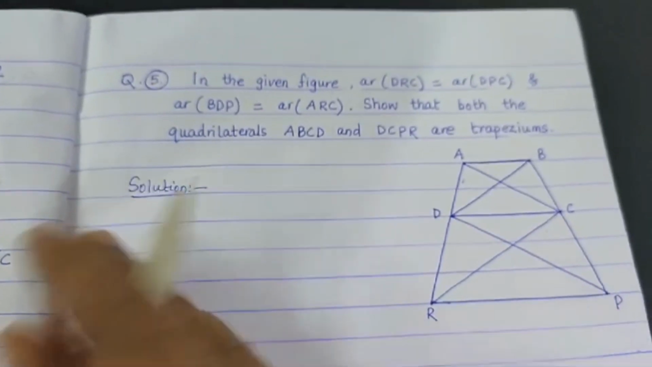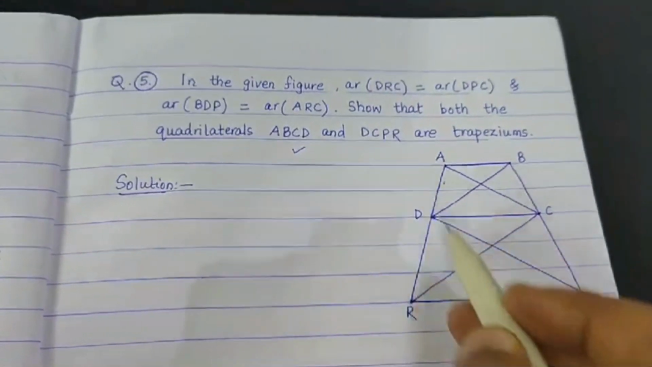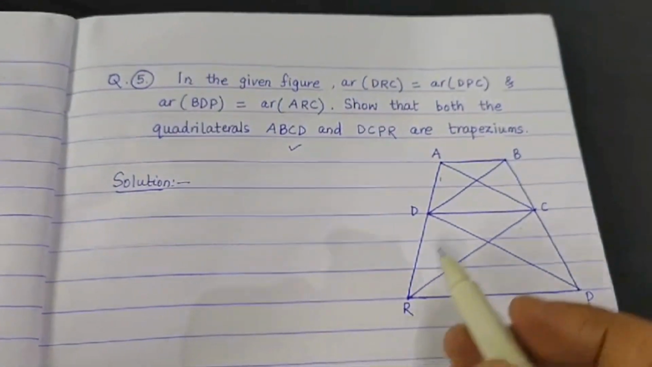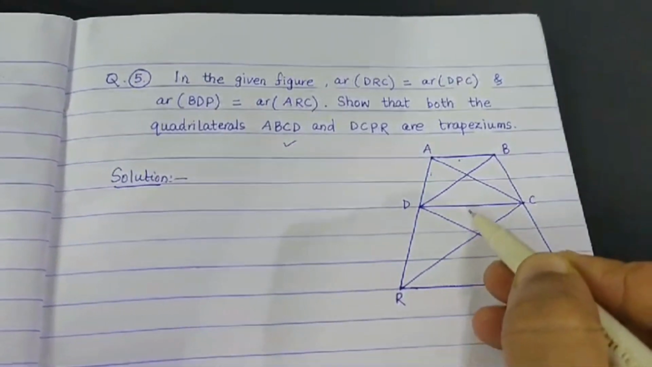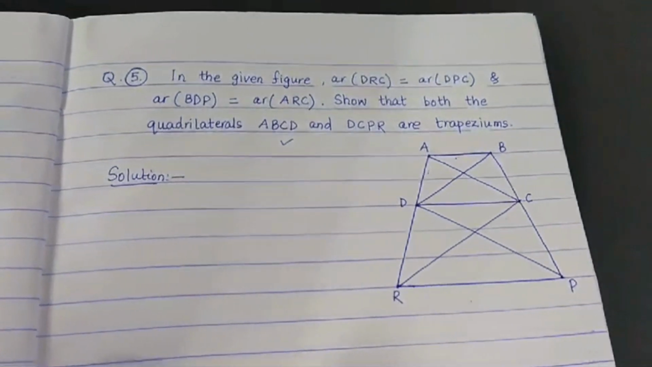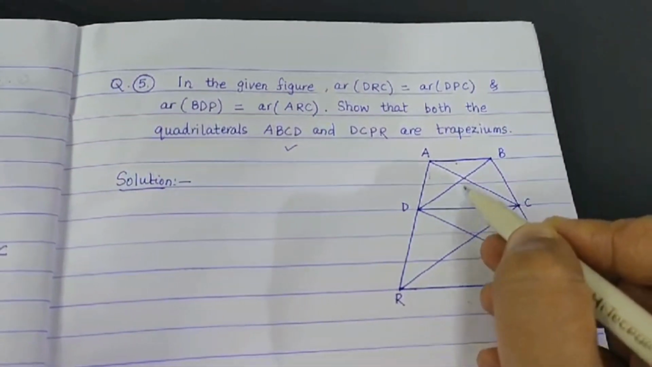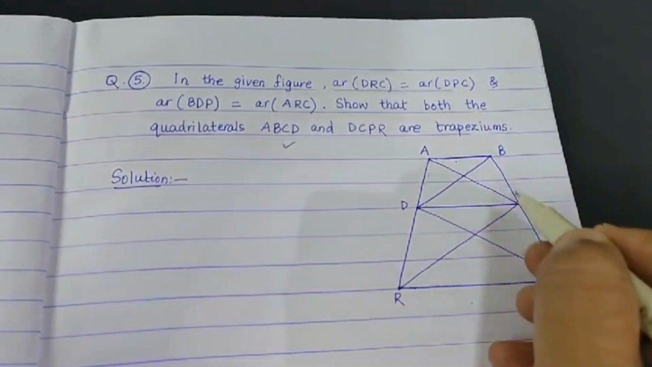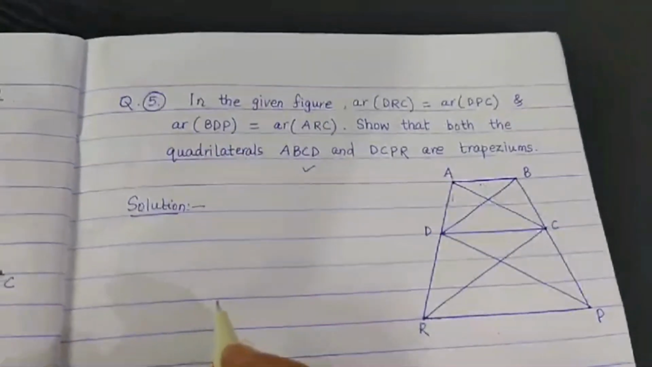So basically we have to prove that ABCD and DCPR are trapeziums. That means we have to show that AB is parallel to DC and DC is parallel to RP. If we show only this, that would be sufficient to say that this is a trapezium and this is also a trapezium, because this is the property of trapezium.